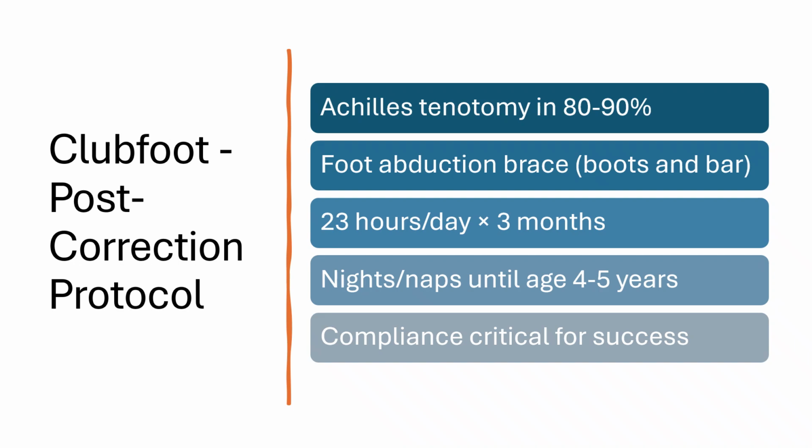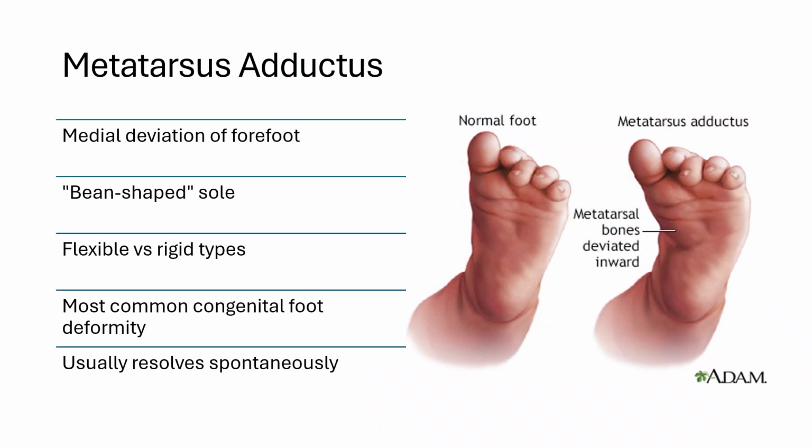The extended timeline reflects the time needed for ligaments, joint capsules, and muscle balance to adapt permanently to the corrected position. Metatarsus adductus represents the most common congenital foot deformity, characterized by medial deviation of the forefoot while the hindfoot remains in normal position. To visualize this condition, imagine the foot as having 2 segments. The back half stays normal while the front half curves inward, creating what we call a bean-shaped sole when you look at the bottom of the foot.